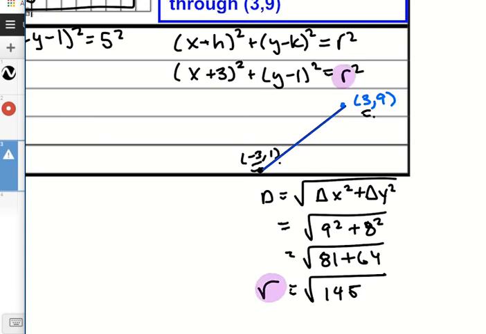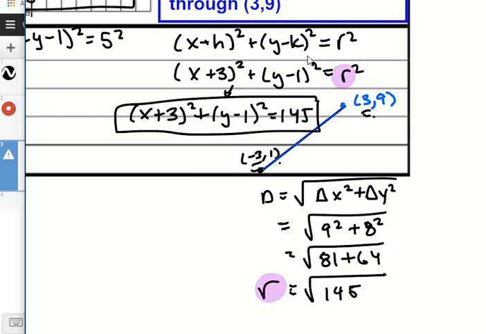Now the reason we make that equal to 145 is because we are going to square the r value. If r is equal to the square root of 145, we'll take r squared to be equal to 145, because you're just going to square both. The square and the square root cancel, and so the r squared value is 145. And so that's going to be the equation, that one.